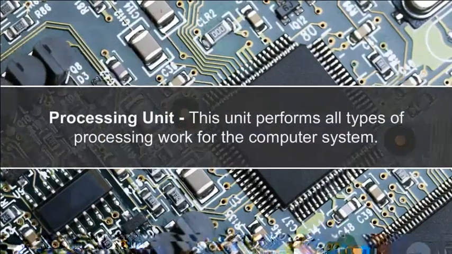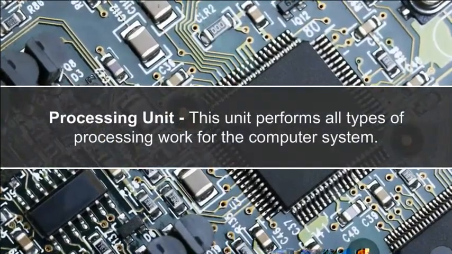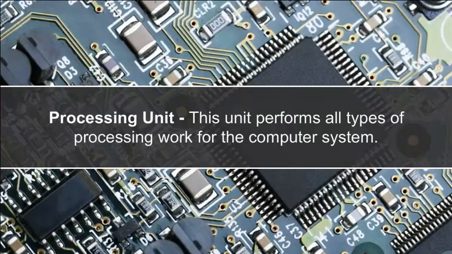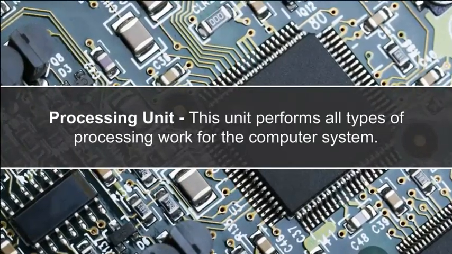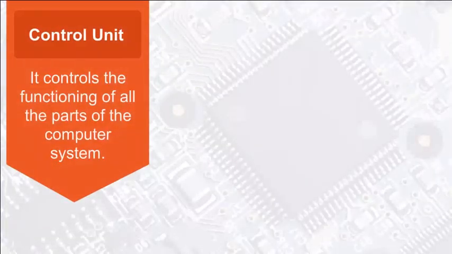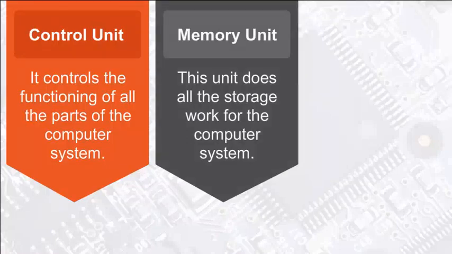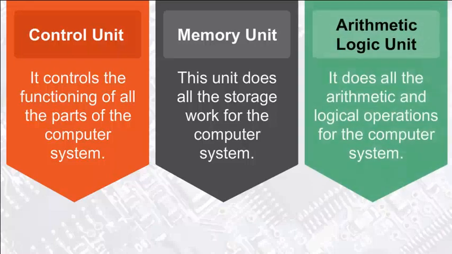Processing unit. This unit performs all types of processing work for the computer system. It has three parts. Control unit. It controls the functioning of all the parts of the computer system. Memory unit. This unit does all the storage work for the computer system. ALU, Arithmetic Logic Unit. It does all the arithmetic and logical operations for the computer system.